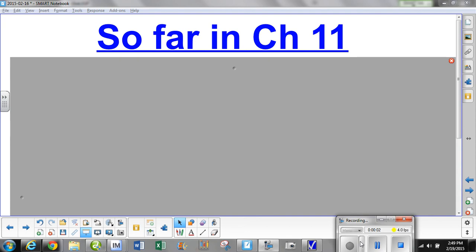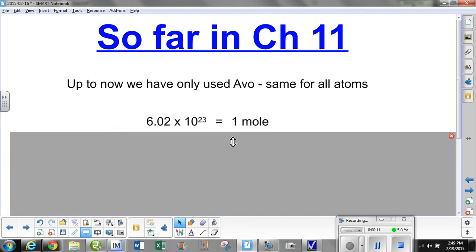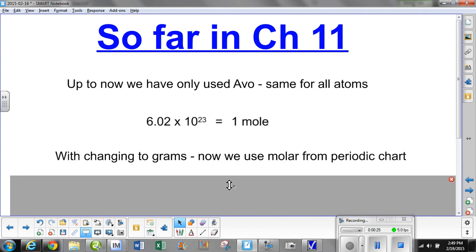All right, so far we have been working in Chapter 11, and what we've been doing now is using the Avogadro number. And we all know that 6.02 times 10 to the 23rd of anything is equal to 1 mole. So we've been able to use this for both molecules as well as for atoms. And what we're doing now in the second section of Chapter 11 is we're changing over to moles and grams.